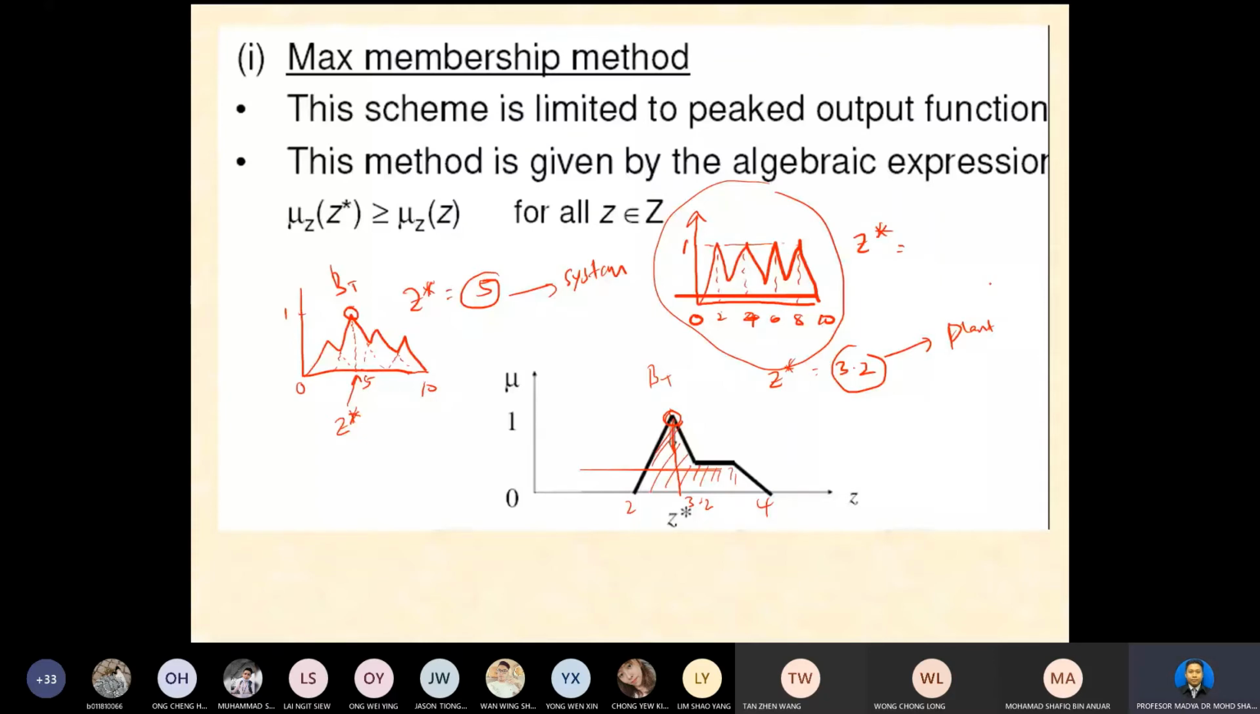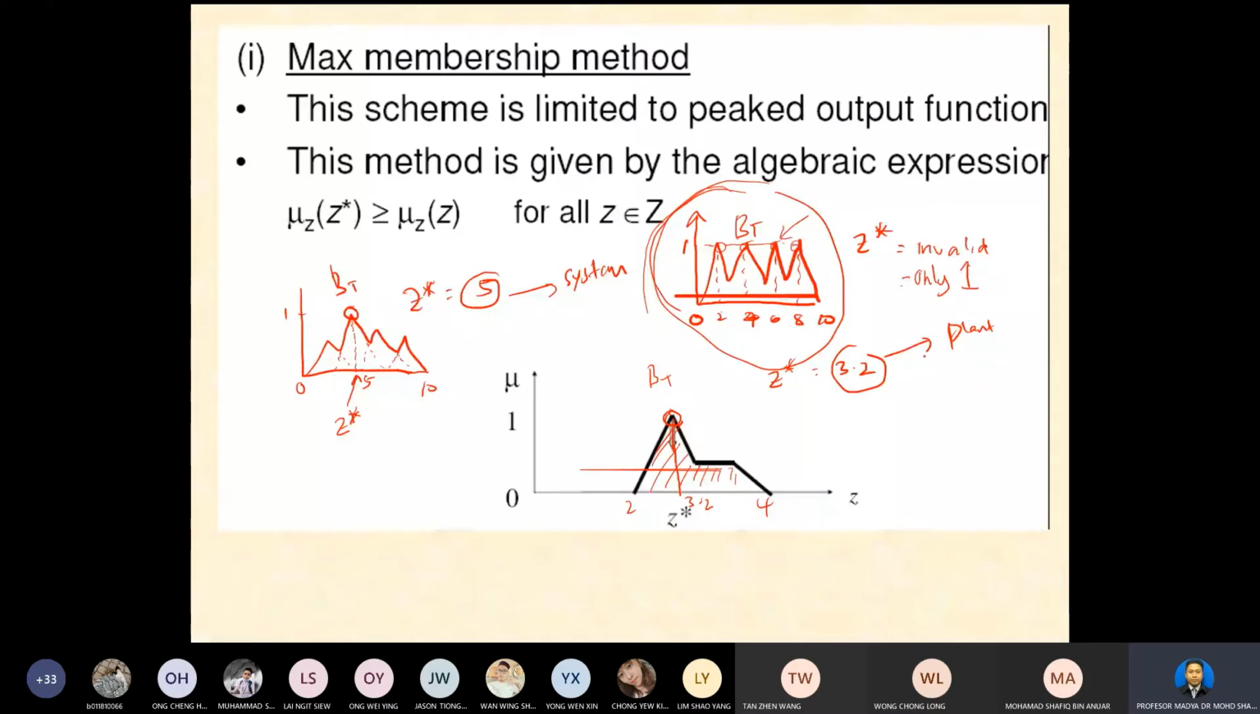If this happens, actually this is our B, so we cannot use the max. Max is invalid because we have 1, 2, 3, 4, that is, suppose only one value. So for this one we have 2, 4, 6, 8, we cannot use the max membership.